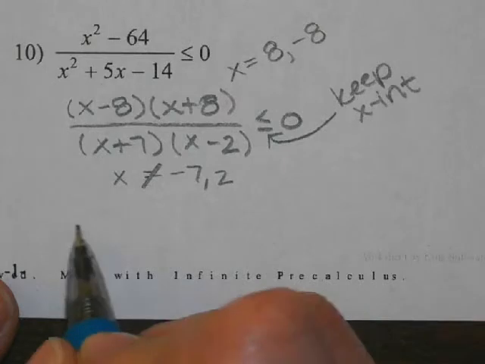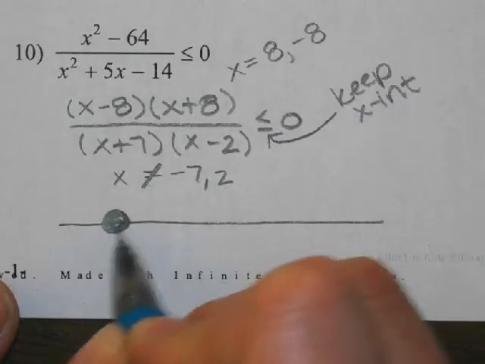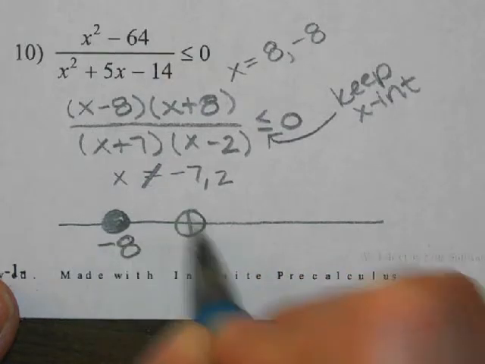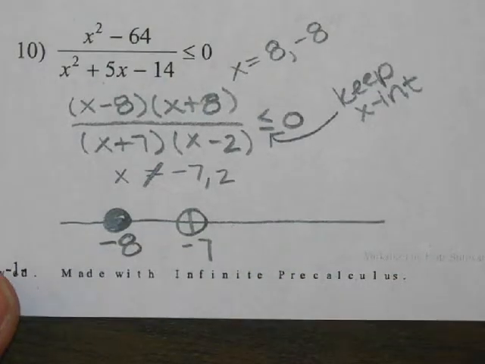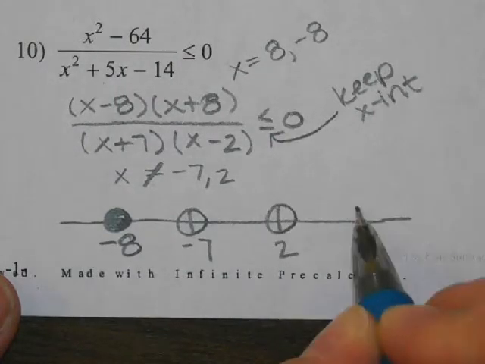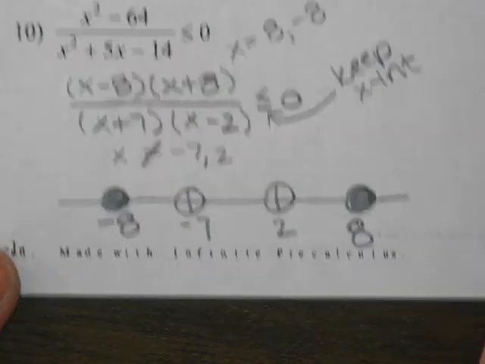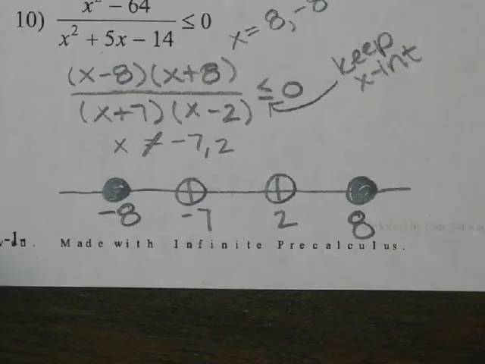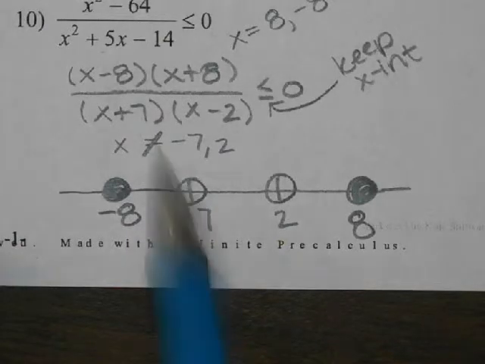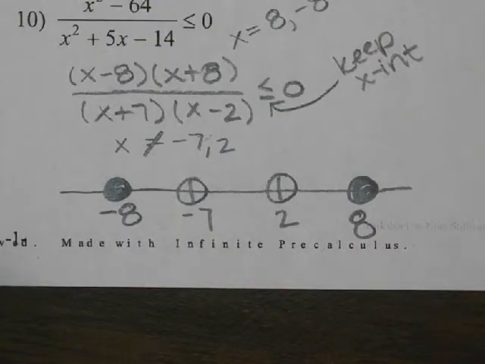Okay, so on my sign chart, I have a negative 8 that I'm going to keep, a negative 7 that I don't get to keep, a positive 2 that I don't get to keep, and a positive 8 that I do get to keep. All right, lots of numbers this time. They're vertical asymptotes. You never get to keep them. Anything on the bottom you don't get to keep.